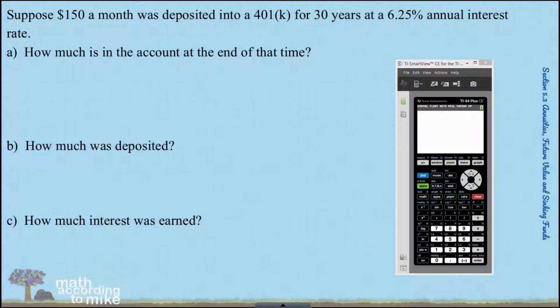Suppose $150 a month was deposited into a 401k for 30 years at a 6.25% annual interest rate. How much is in the account after that time? How much was deposited? How much interest was earned? Okay.